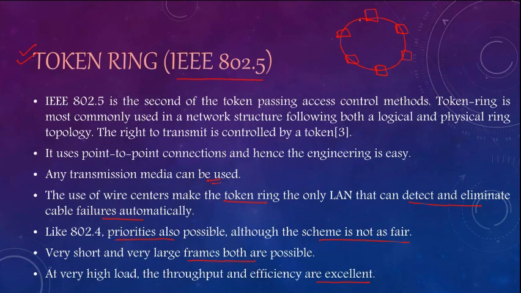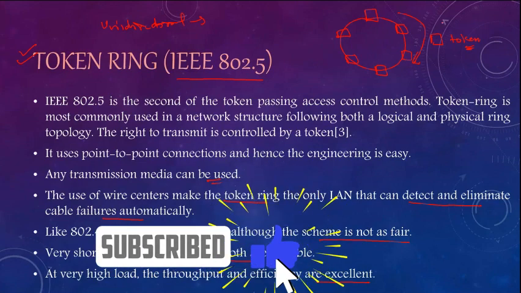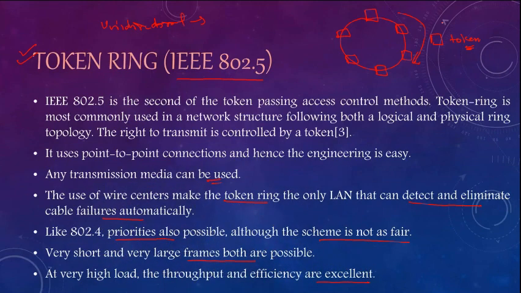Here it is considered to be unidirectional. Unidirectional means it will be either clockwise or anti-clockwise. So this is the token, and the token will be used to send the data here also. The difference is that it will be using the ring topology, and the previous one was using the bus topology.